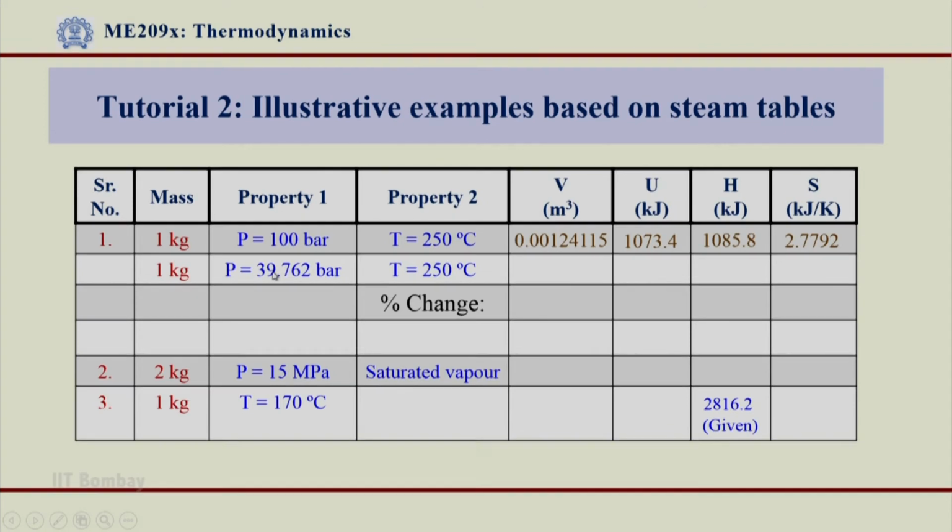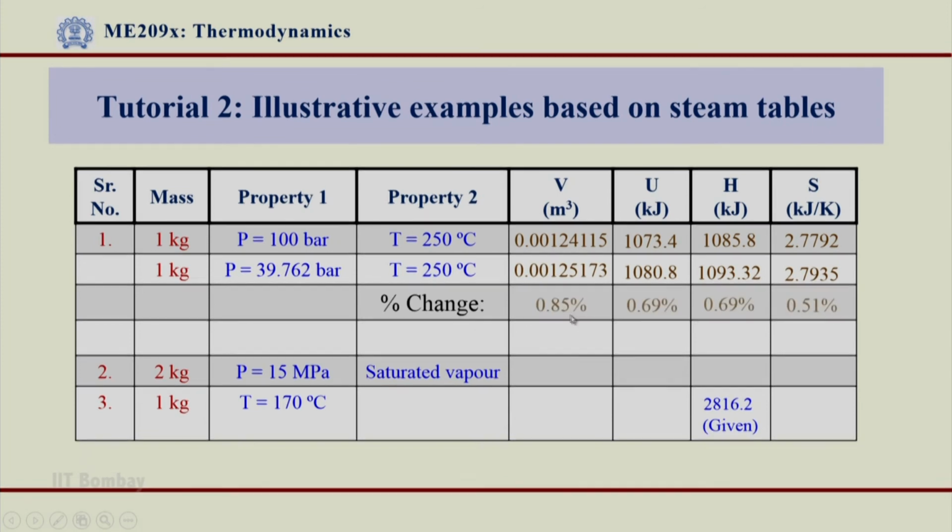So let us come back to the table now here, and at P is equal to 39.762 bar, at T is equal to 250 degrees centigrade, I get these values. So you can see from here that this is VF value and this is actual V, and you can see that there is 124 has become 125, there is hardly any change. As far as U is concerned, there is some change, percentage wise it will be less than 1%. Enthalpy is considered, there is some change. S is concerned, there is hardly any change.